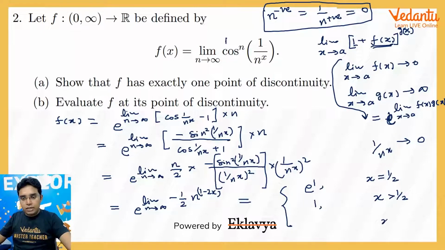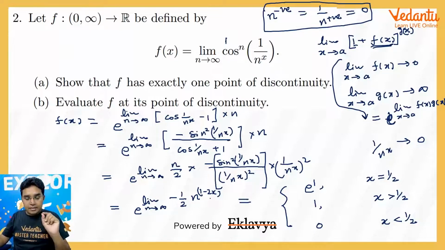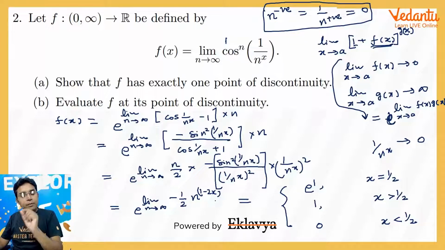Now similarly, if x is less than 1 by 2, then this power will be positive, n power positive will be infinite, and e power minus infinity means it will be 0. I am repeating: as x is less than half, this 1 minus 2x will be positive, n power positive will be infinite, multiplied by minus half it will be minus infinite, and e power minus infinite is 0.